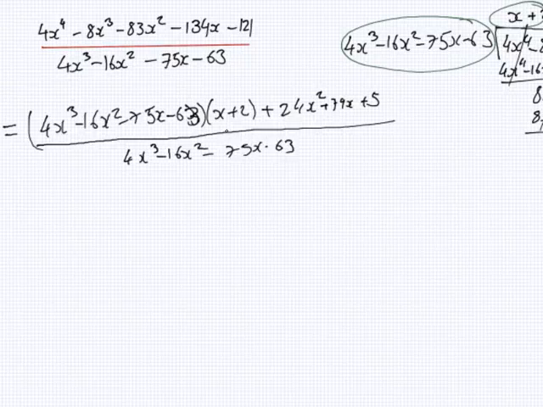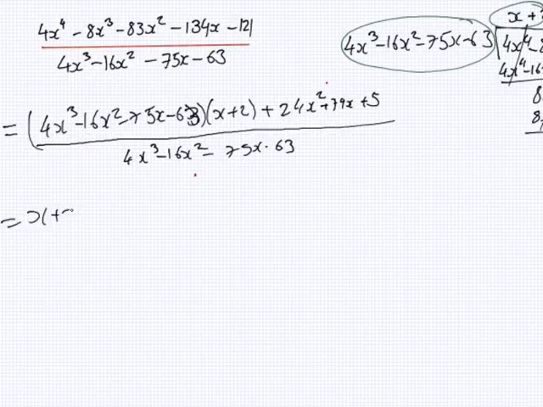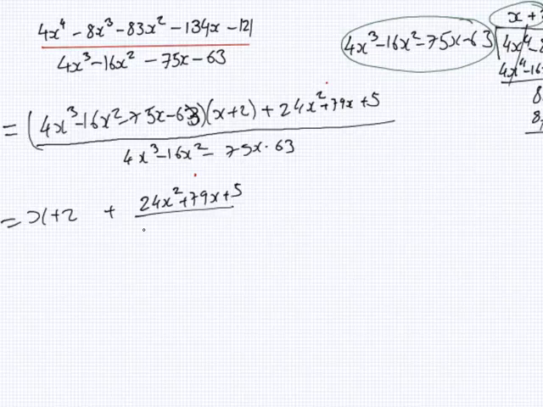Okay, so what we do is we take this one and divide it by this, and we take this one and divide it by this as well. So in the first one, these will cancel, and you're only going to be left with x plus 2. And in the second part, nothing happens. So you're left with 24x squared plus 79x plus 5 over 4x cubed minus 16x squared minus 75x minus 63.